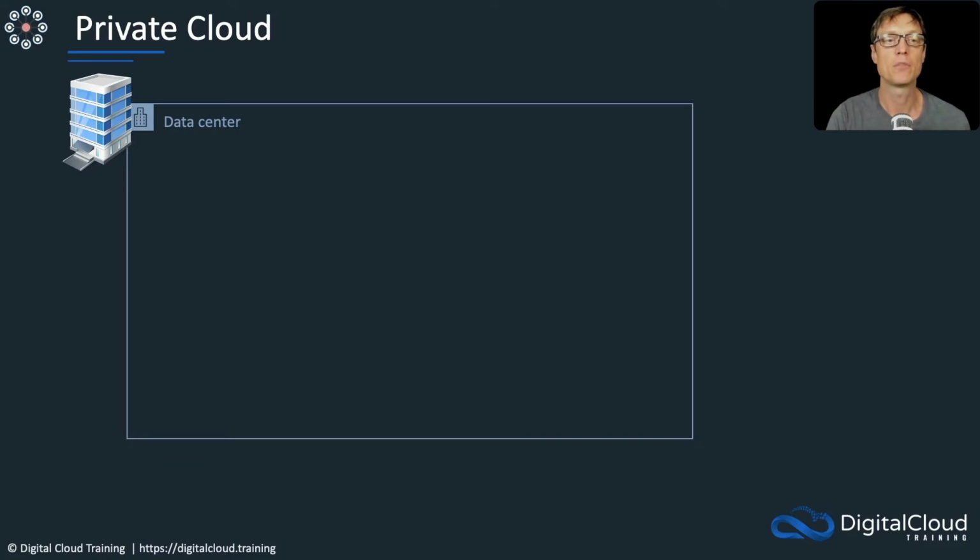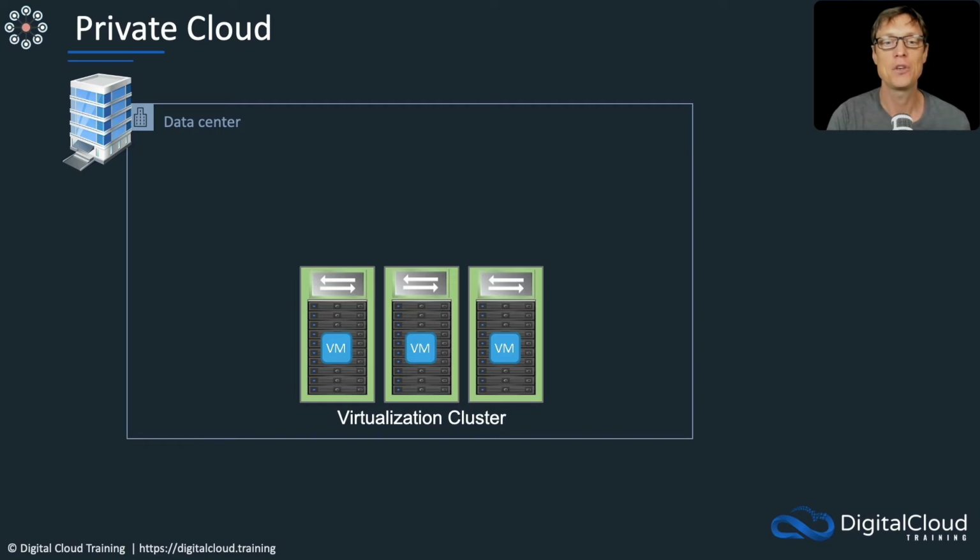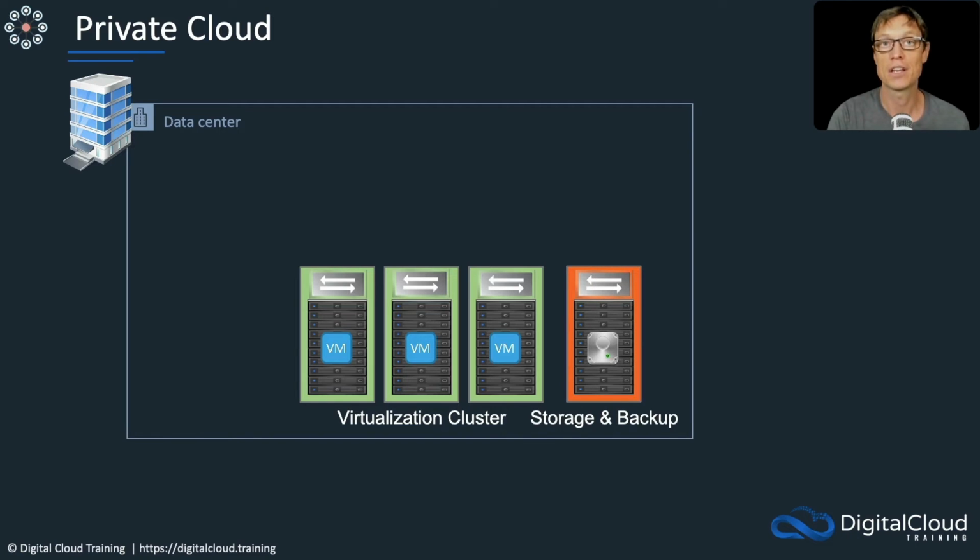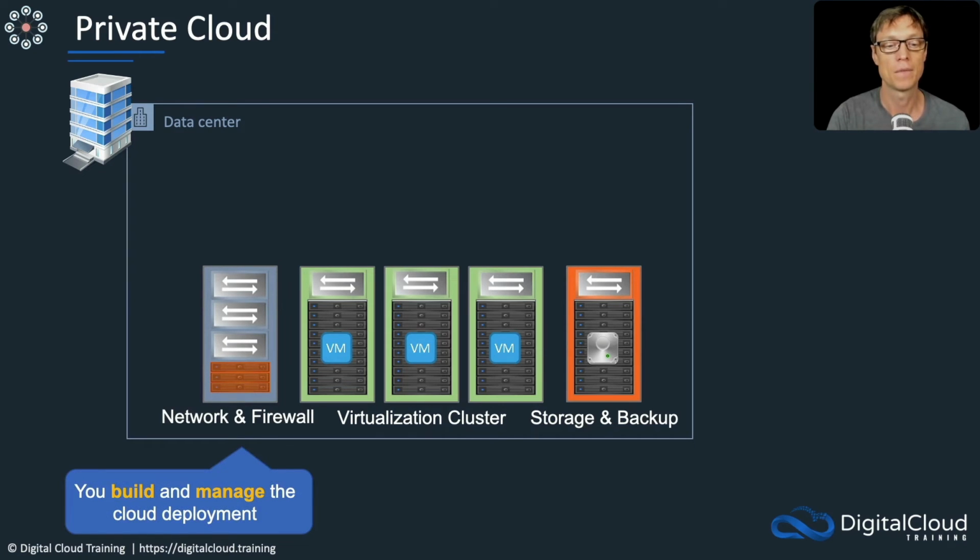We've just covered the service models, so then we have what we call the delivery models or the deployment models for cloud computing. We've talked a bit about this earlier on in this lesson. Firstly, we have private cloud. Here you build your own infrastructure like your virtualization infrastructure, your storage and your backup systems, your network and firewall systems, and you build and manage all of this.